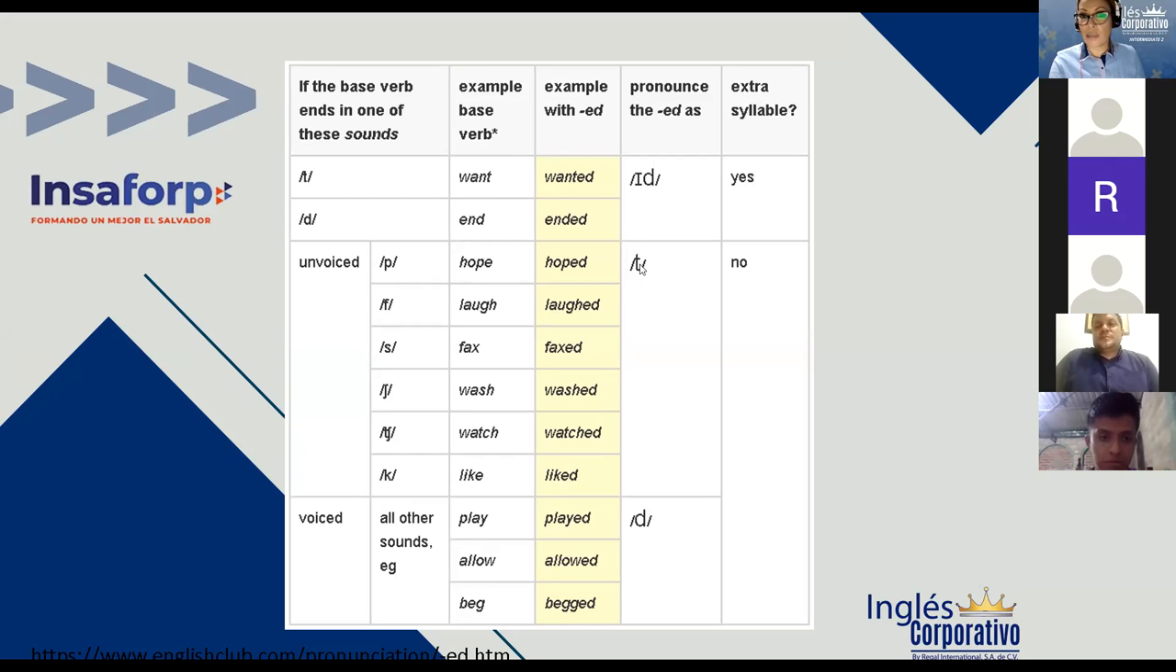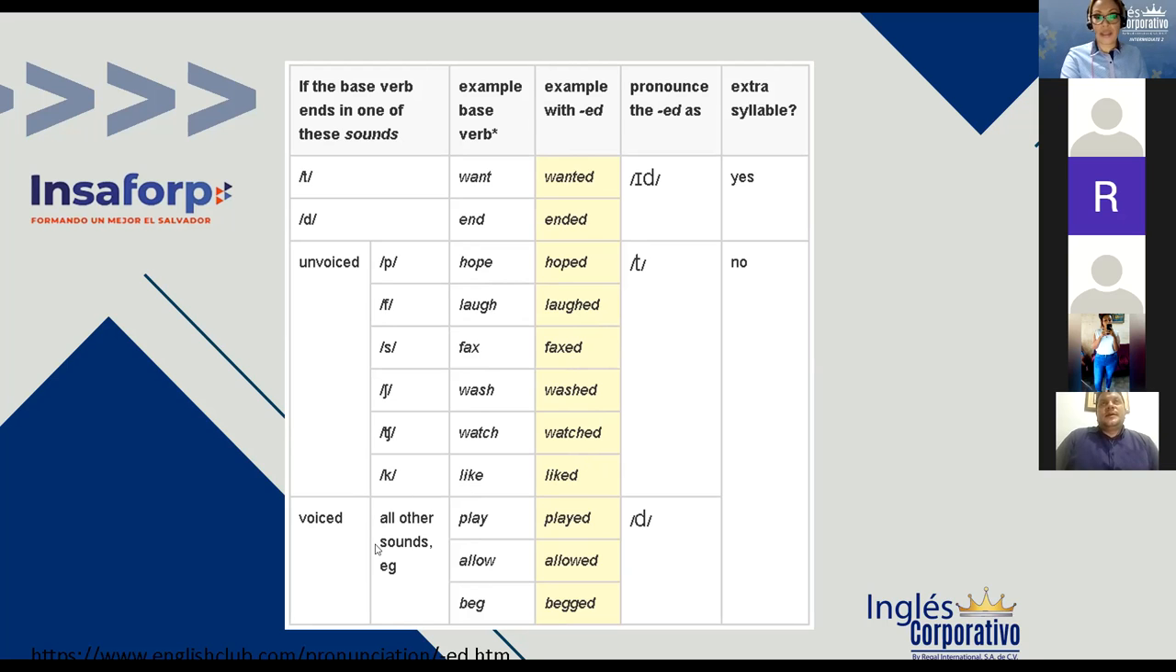When they are unvoiced, the pronunciation in the simple past ending is with T at the end. Like for example, hop, we say hopped; laugh, laughed; fax, faxed; wash, washed; like, liked, right? And when it is a voiced sound, the ending is D, right? Like play, played; allow, allowed; beg, begged, right? So those are the three endings, and that is the difference. And if you want more information or you want to listen to the recording, you can visit this link that I included here in the presentation.